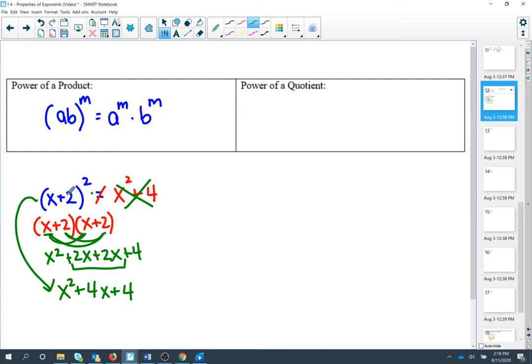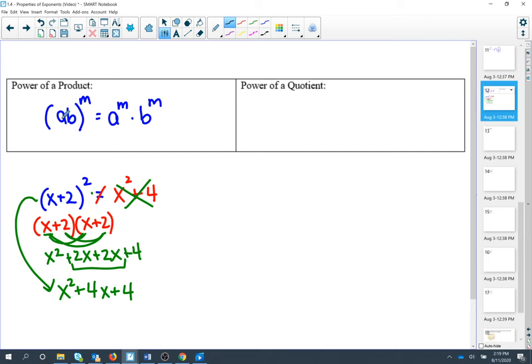So why am I now telling you that it's okay to distribute this power to both the a and the b? Can you think of anything? The reason is because this has a plus sign. This does not. This is just pure multiplication. Anything with a plus or minus, you cannot distribute a power over. Anything with just pure multiplication or division, you can.